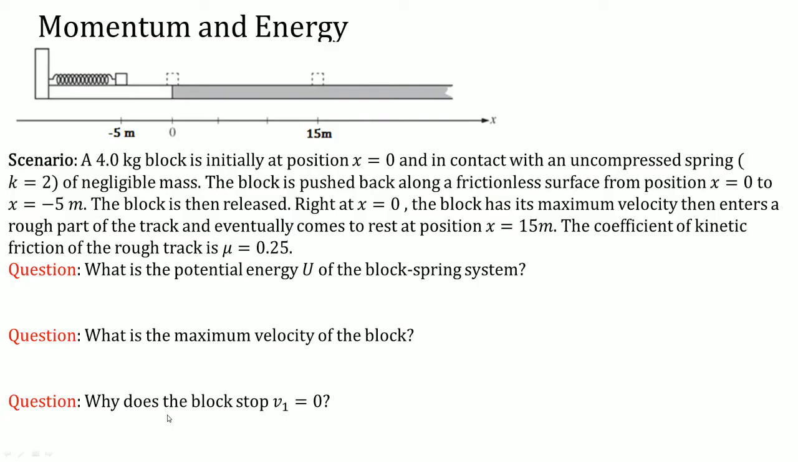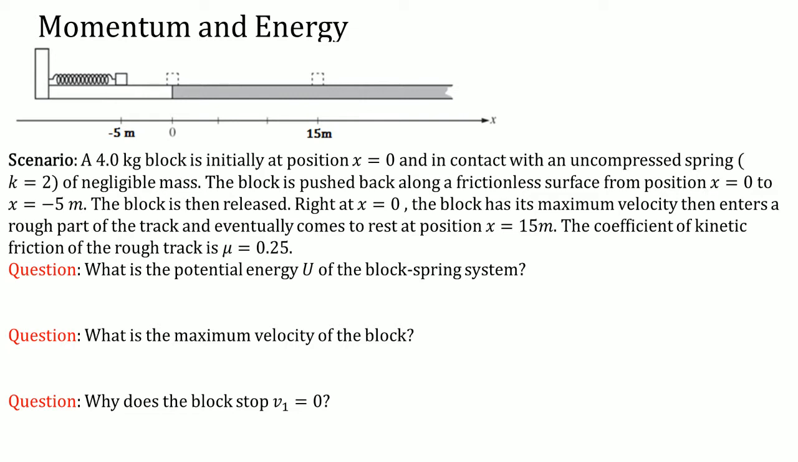This problem scenario: a 4.0 kilogram block is initially at position x equals 0 and in contact with an uncompressed spring with spring coefficient k equals 2 of negligible mass. The block is pushed back along a frictionless surface from position x equals 0 to x equals negative 5 meters. The block is then released.